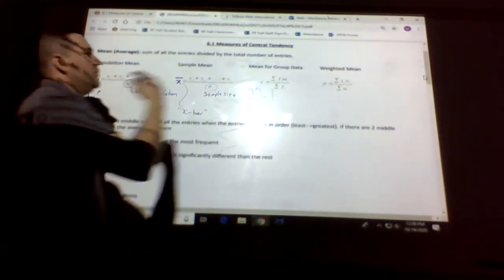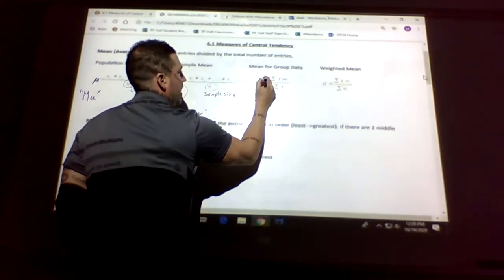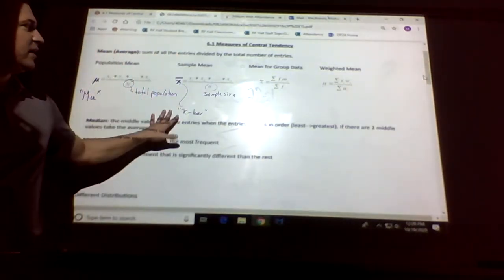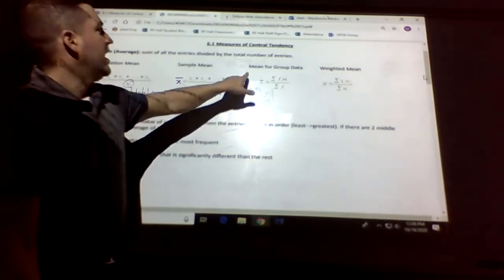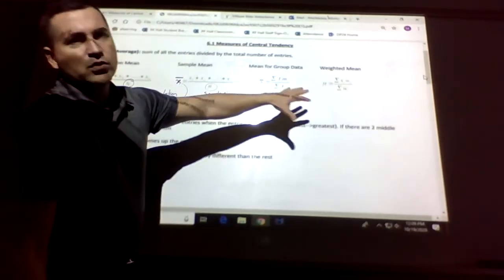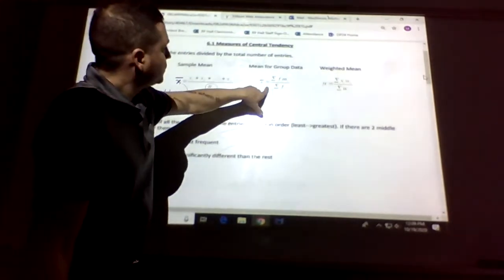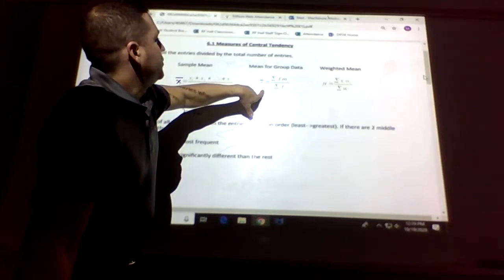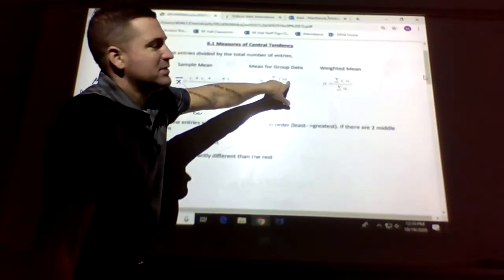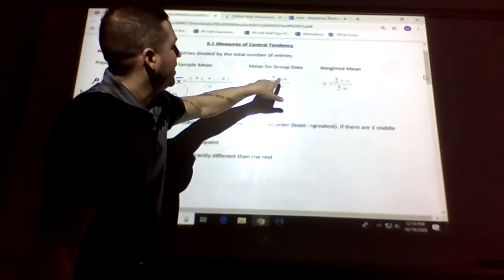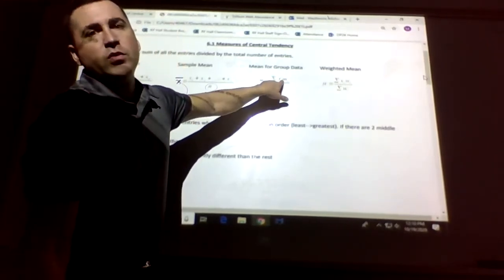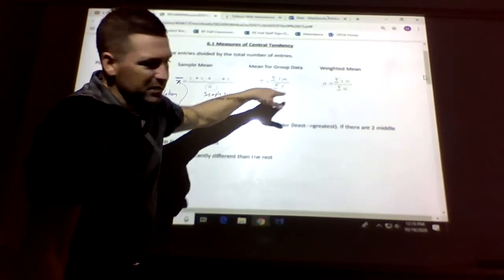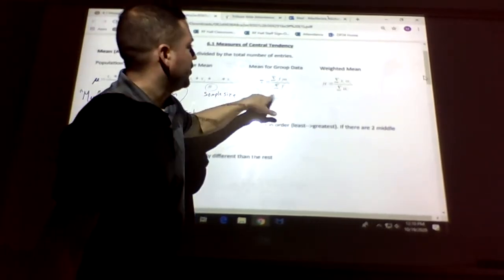Make the correction here as well, so x on top. It's x bar for this one. So population and sample means are the exact same formulas, just different letters. Then we have mean for grouped data. I'll do an example with all of these. So this is the frequency times the midpoint, and this is sigma. So we're adding up all the frequencies times their midpoints, divided by the total frequency.